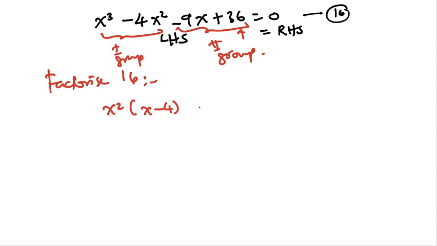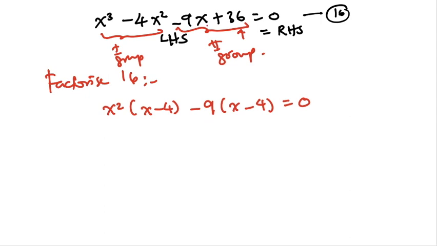Okay, we take out 9 here. Then it becomes, or we can also have minus 9 instead of 9 so that we can have easier calculation. 9, and then we have x minus 4. Then we can have another different factorization. Can you see what I mean?